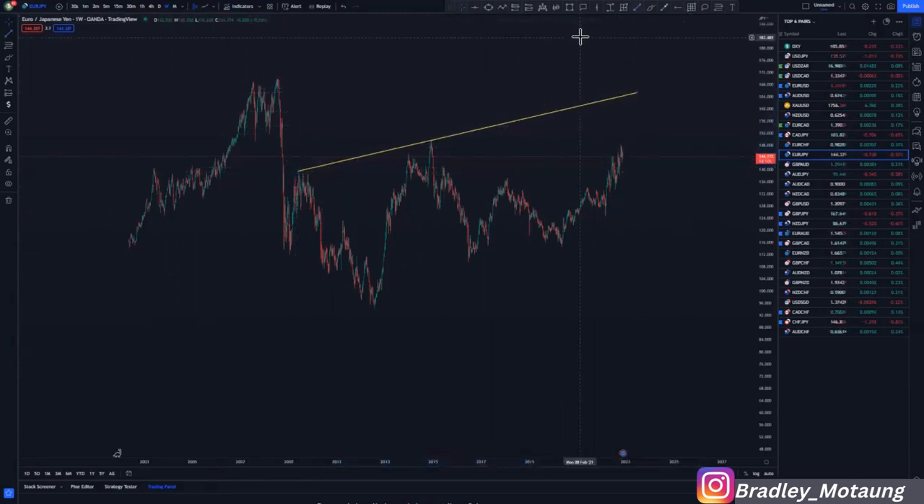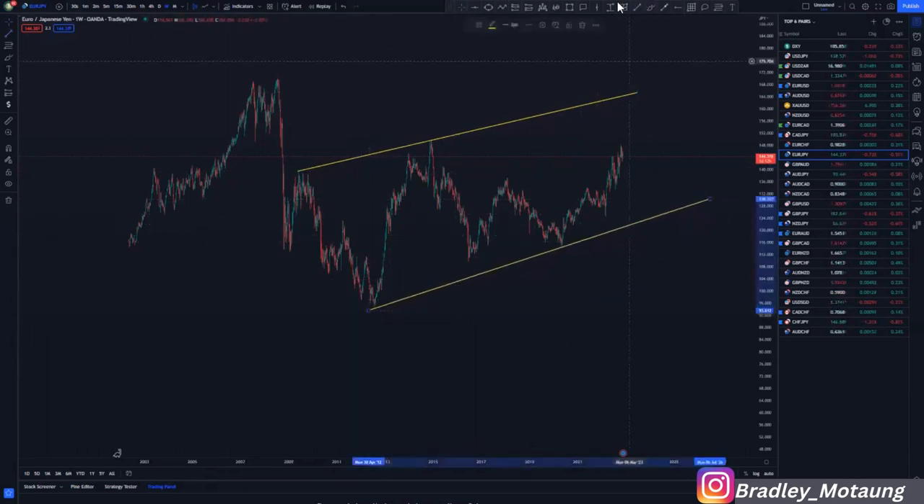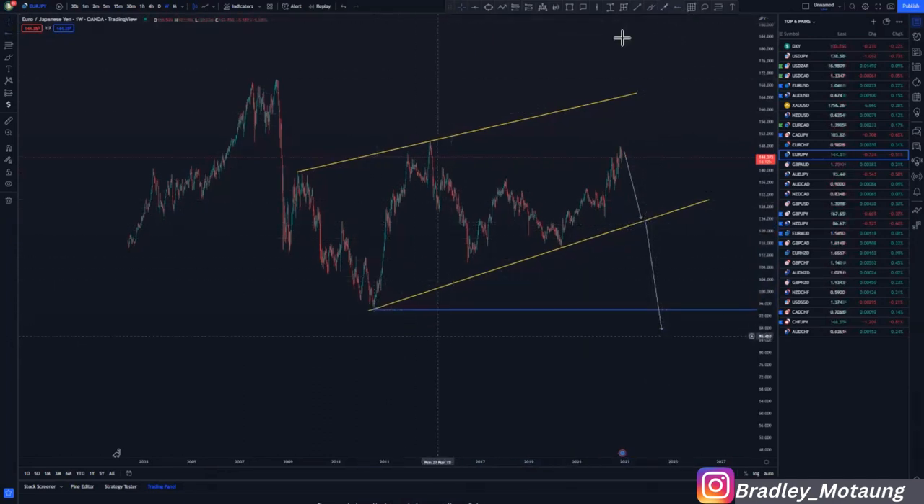We have two touches at the top, two touches at the bottom. So we expect the third touch around this area here. We expect the market to push down up until this point here, or maybe if we break structure, we hit the overall 90% rule, which is around here.